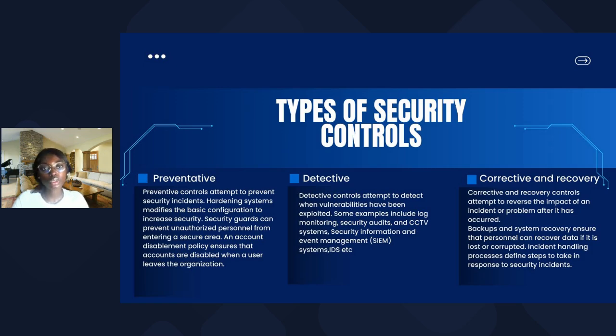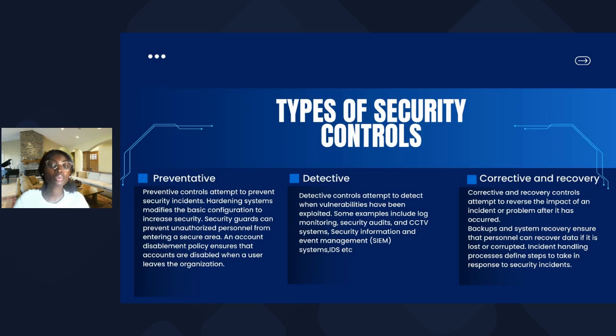Another example under detective control is the SIEM, which is the Security Information and Event Management system, right? It is similar to log monitoring, just that it will help you collate everything into one particular place where you can easily see them and easily detect the threats, and you can raise alerts in real time when using a SIEM tool, right?